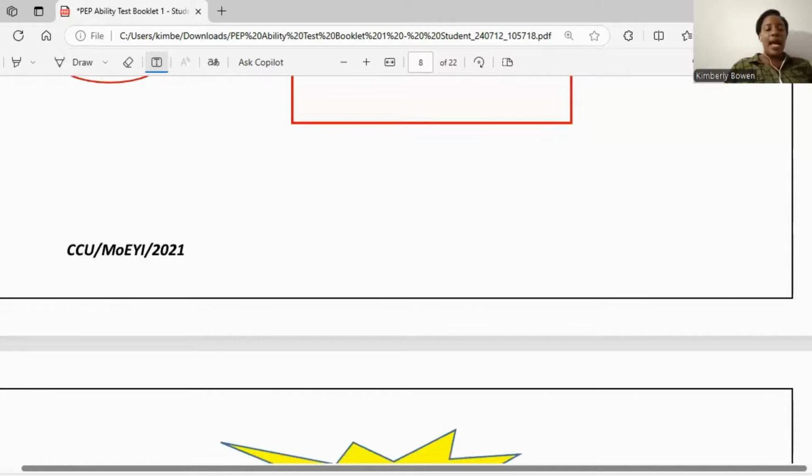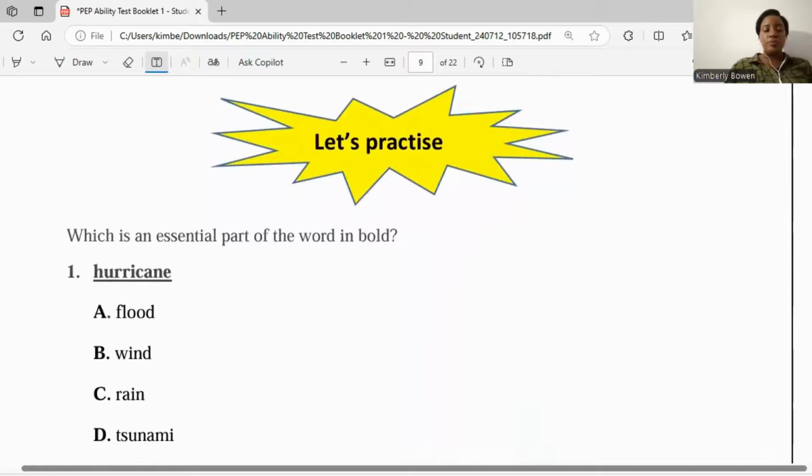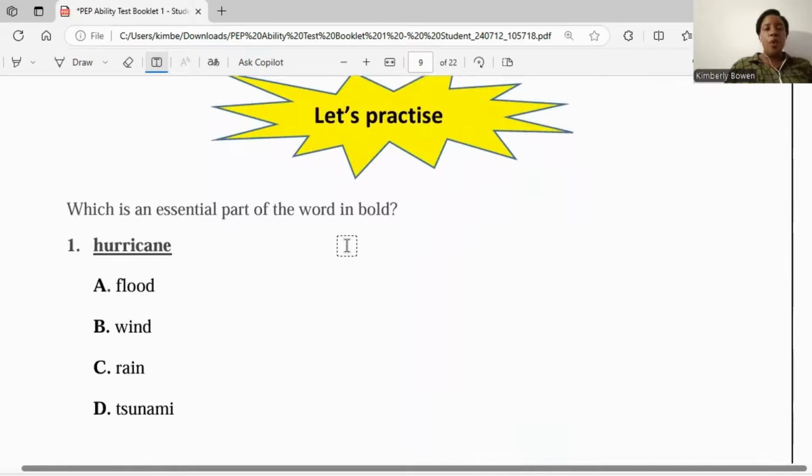Now let's wrap up our last set of practice before we end this episode. Which is an essential part of the word in bold? The word in bold is hurricane. Is it flood, wind, rain, or tsunami? This is very tricky. I know you're looking at B and C, and that's the part that is worrying you most. Which one is the essential part?